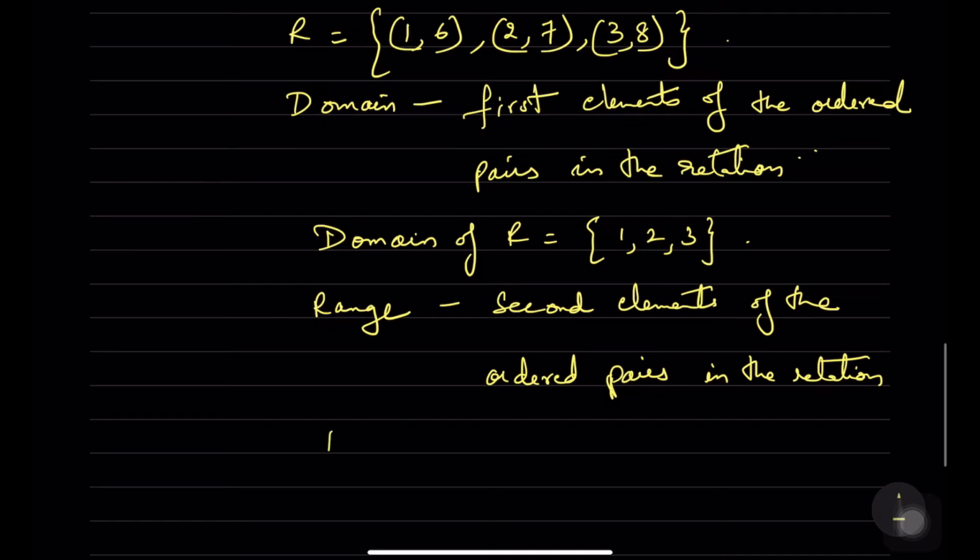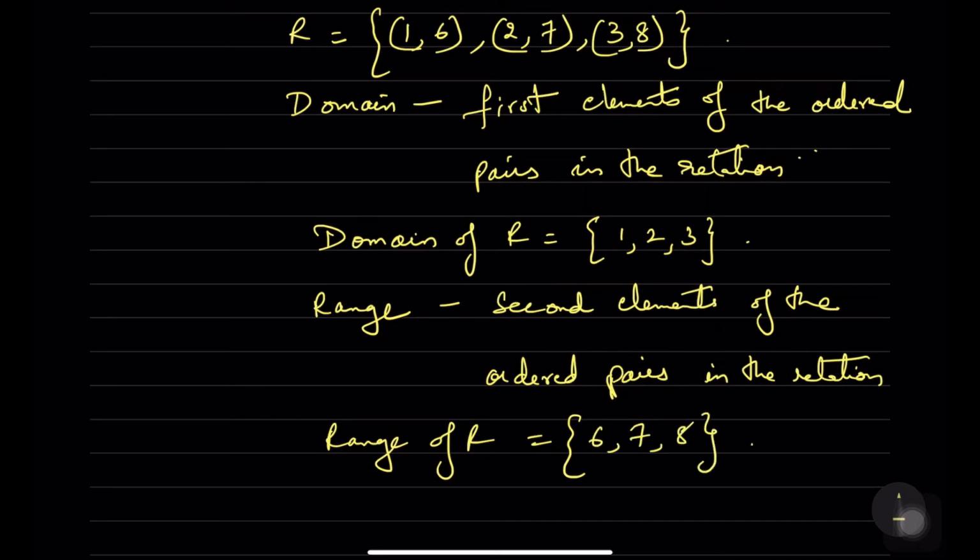So therefore the range of R is equal to all the second elements, that is 6, 7 and 8. So this is the range.